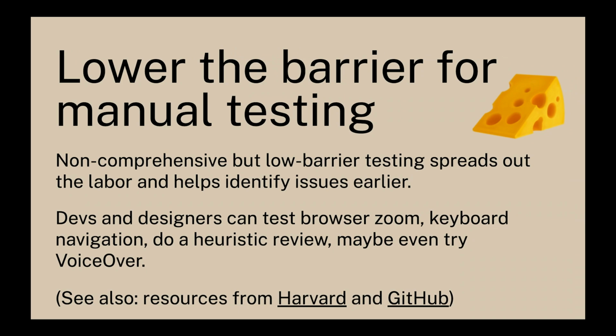Some of the lower barrier things might be: increase your browser zoom to 400 and see if you can still see everything. Try navigating your page with a keyboard. Do you know where you are and what you could do? Does the tab order make sense? Do a heuristic review. Can I scan the page? Does the heading hierarchy make sense? Do the links make sense out of context? Do I know what the page is, what it's about, where I can go from here? Well, maybe even try VoiceOver, or what's the Windows software? NVDA. Yes.